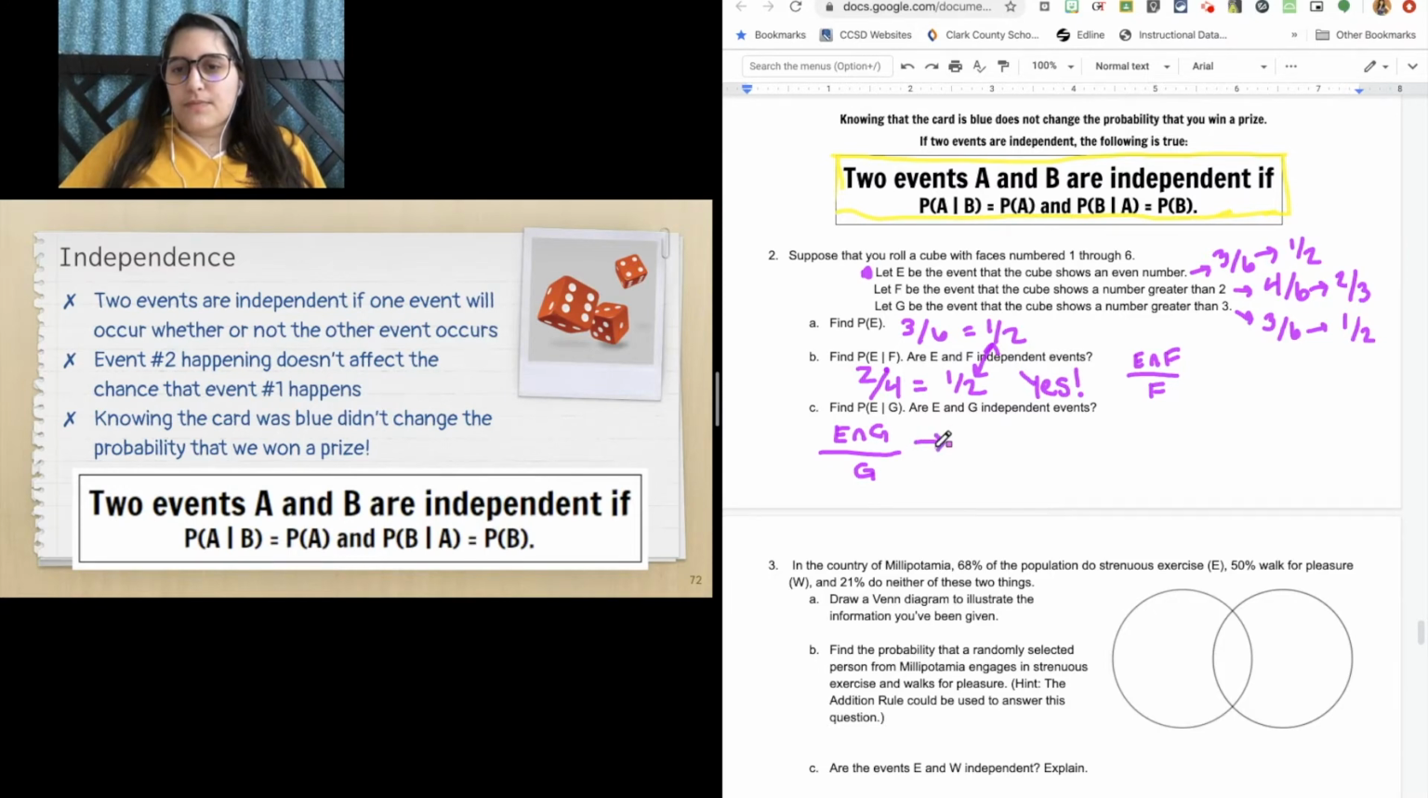So event G is probability that cube shows a number greater than 3. So there are only 3 numbers on this dice that are greater than 3. Okay. And then both of those events happening together is the even numbers that are greater than 3. And there's 2 of those numbers, right? 4 and 6, right? So that's 2 out of 3. 2 out of 3 and 1 out of 2 are not equal to each other. Okay, so that means that these are not independent.